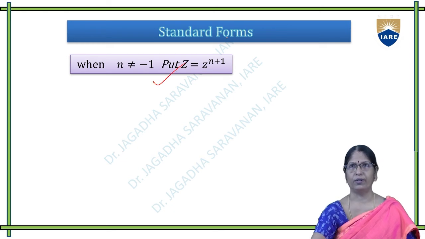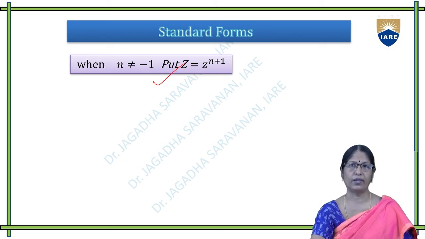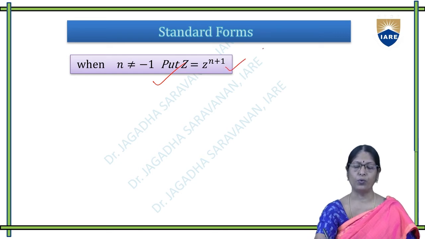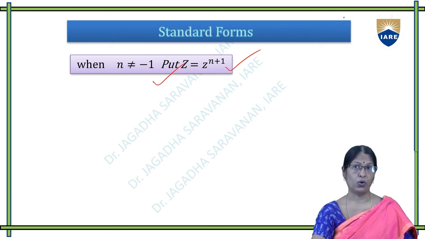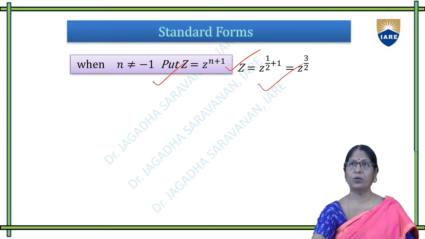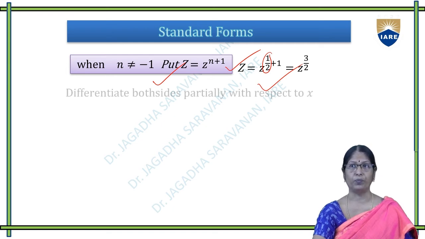So what condition? Standard form 6 has 2 conditions: n equal to minus 1, and n not equal to minus 1. In our problem n is 1 by 2, so we have to adopt this condition. According to this condition, capital Z should be assumed as z power n plus 1. So capital Z equals z power 1 by 2 plus 1, which is equal to z power 3 by 2.